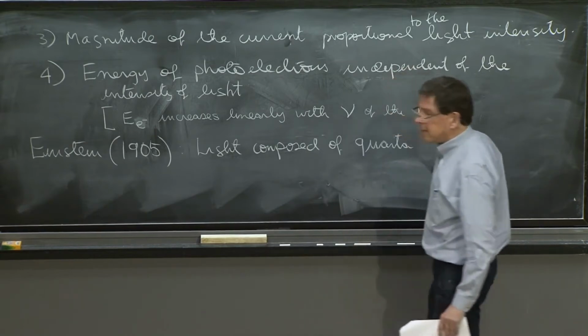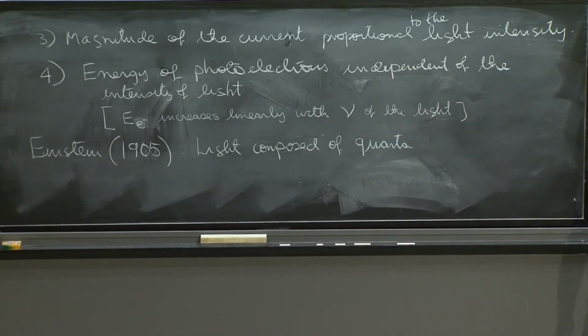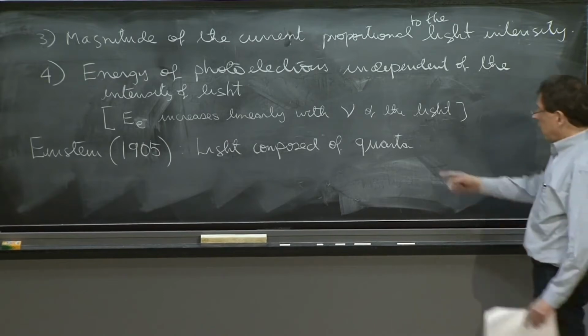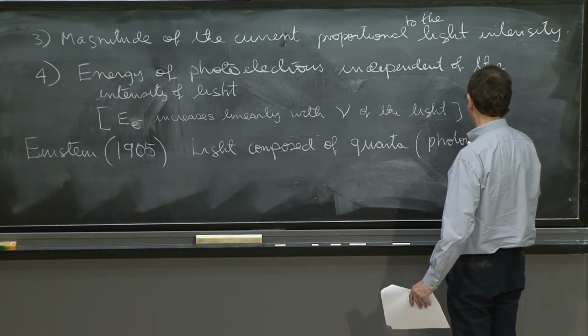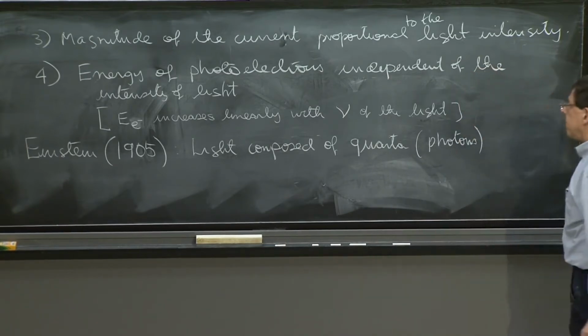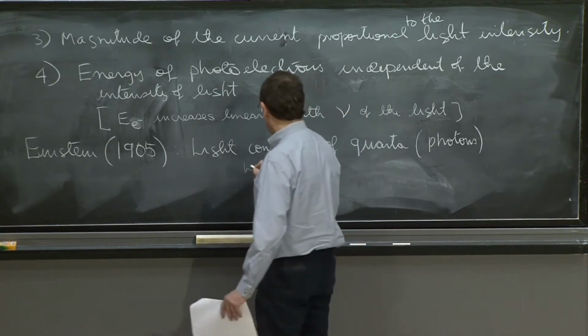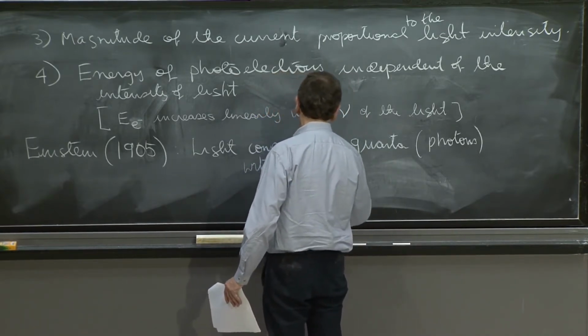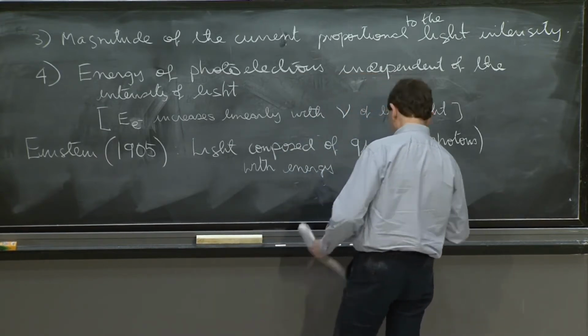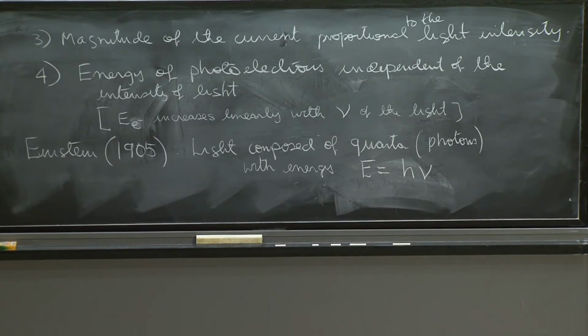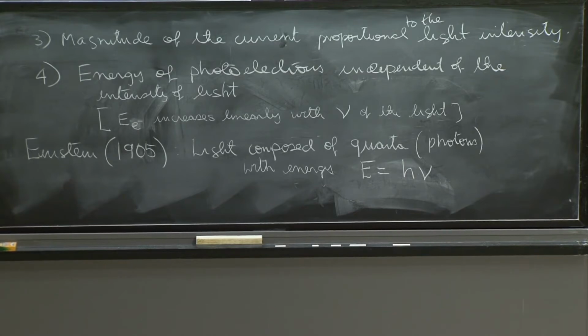I would have to wait until the 1920s until the name photons came up, given by a chemist, Lewis. So he called them quanta, and these are later photons, and I will use the name photons from the beginning. With energy E = hν, where ν is the frequency, and h was Planck's constant.